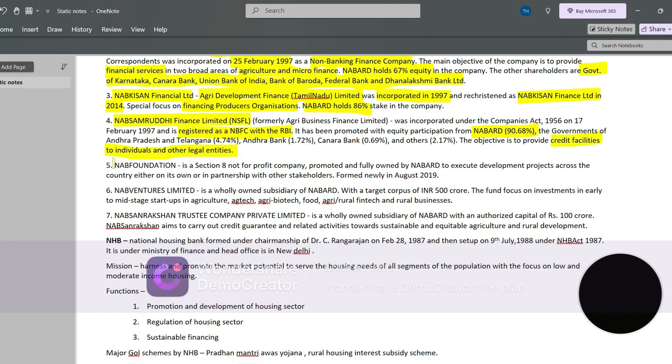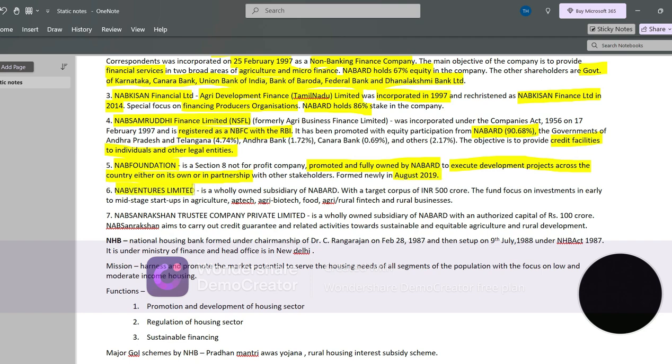Next is NAP Foundation. NAP Foundation is a Section 8 not for profit company. It is fully promoted and owned by NABARD to execute development projects across the country, either on its own or in partnership with other stakeholders. It was formed in August 2019. It is very new.